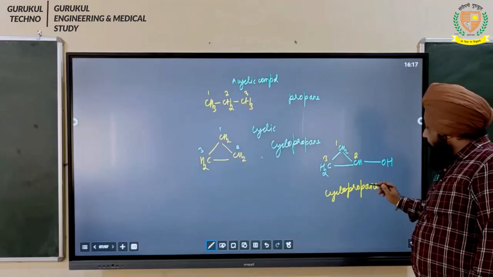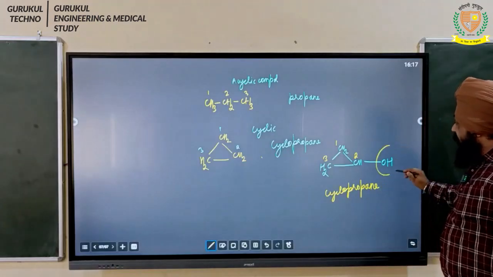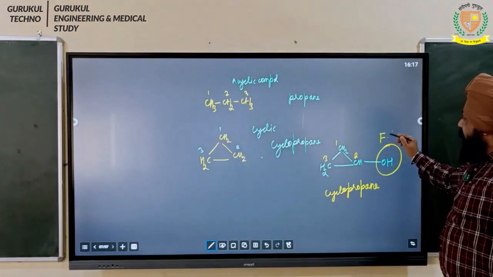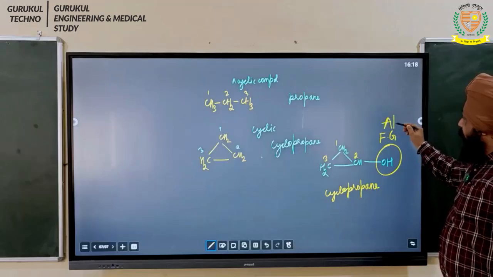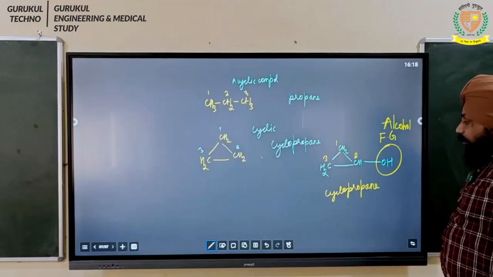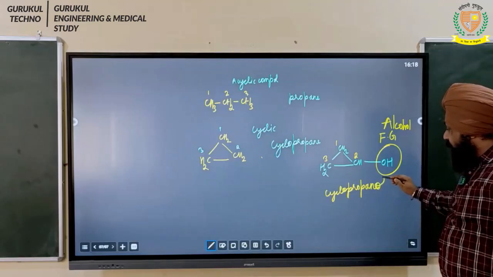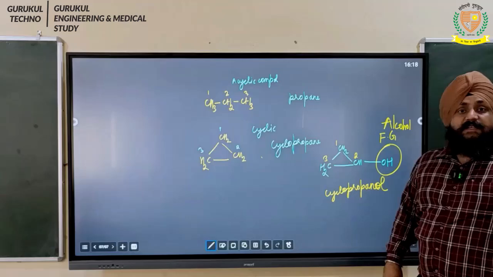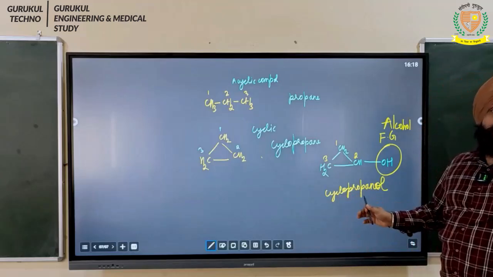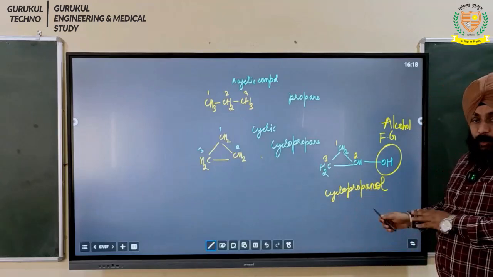So it is cyclopropane, but here we have one functional group, and this functional group is of alcohol. So what you will be doing, students? You will be replacing this E with OL. So this is going to be your cyclopropanol.